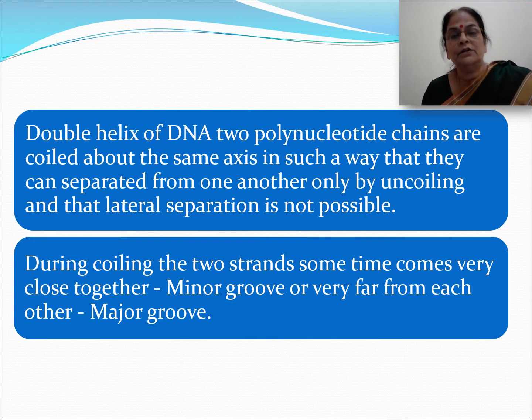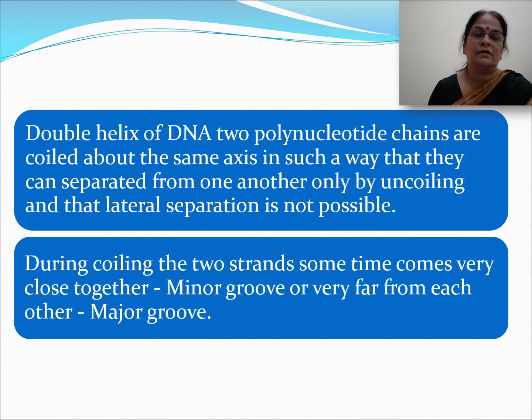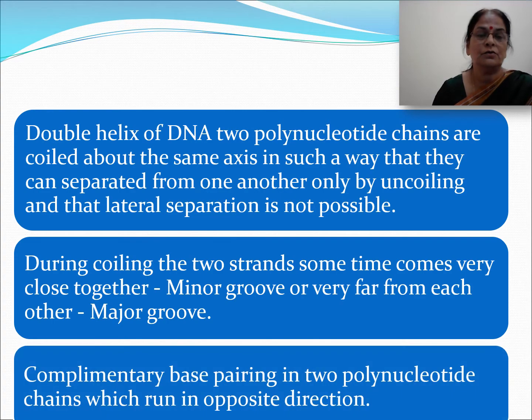Now, during coiling, the two strands sometimes come very close together, and sometimes they are very far from each other. This is called the minor groove and major groove. The minor groove exposes fewer nucleotides, and in the major groove, because both the arms of the ladder are very far from each other, the bases are very much exposed. So a student who is studying DNA should know this.